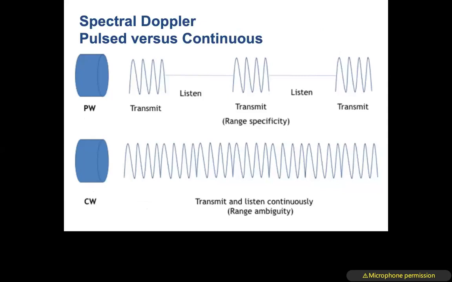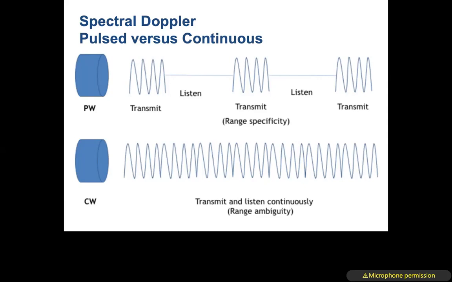Now, when we do spectral Doppler, when we want to look at the velocity of blood, we have two different options. We can do pulse wave or we can do continuous wave. And overall, the idea is that the pulse wave will transmit and listen, and transmit and listen. So it has what we call range specificity. Whereas continuous wave Doppler, that actually has two crystals, it's continuously transmitting and continuously listening, but you have range ambiguity.